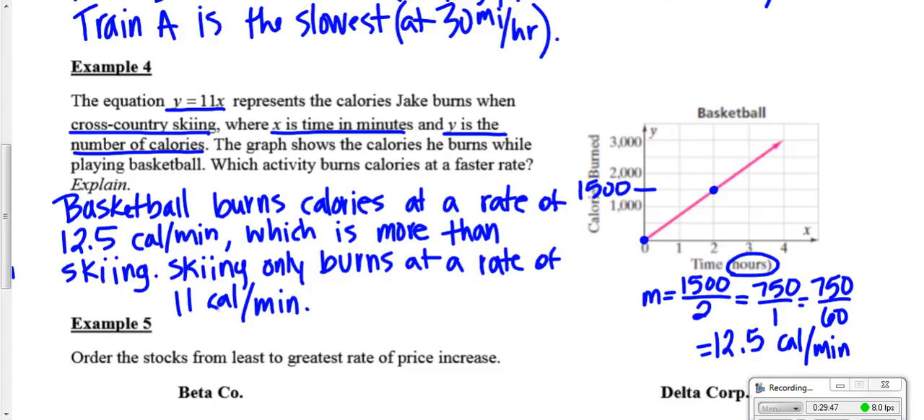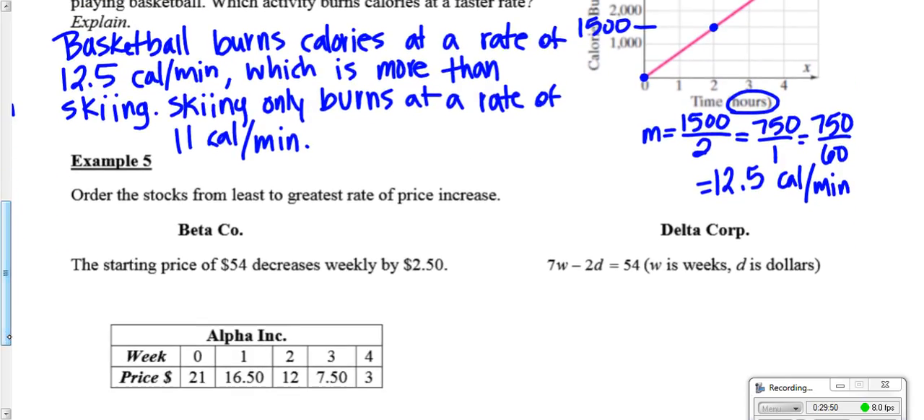So example number 5, you actually had something similar to this earlier in the year on one of your review worksheets. And so you're going to try and order the stocks from least to greatest rate of price increase, okay? So I'm going to have you guys try this one on your own. So again, you're going to take a look at those slopes. Look at the rate, because again, another word for slope is a rate, and try and put them in order. And then we'll go over this in class the next time I see you.